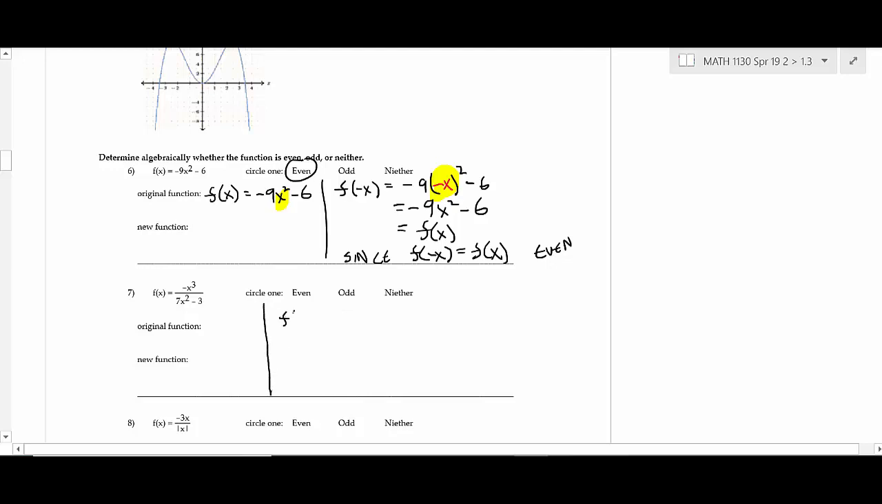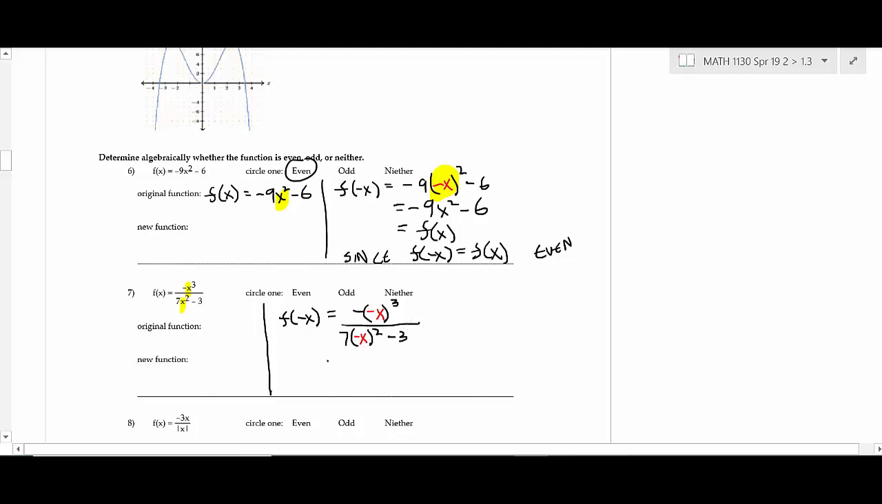So what we do on this, step 1 is always this way, f of negative x, and everywhere you see an x, change that to a negative x. Use a parenthesis on that probably. So I'll write this as negative parenthesis, and then I put in the negative x, like that. Then in the bottom I have 7 times negative x squared, and then minus 3. Okay, so you want to do that.